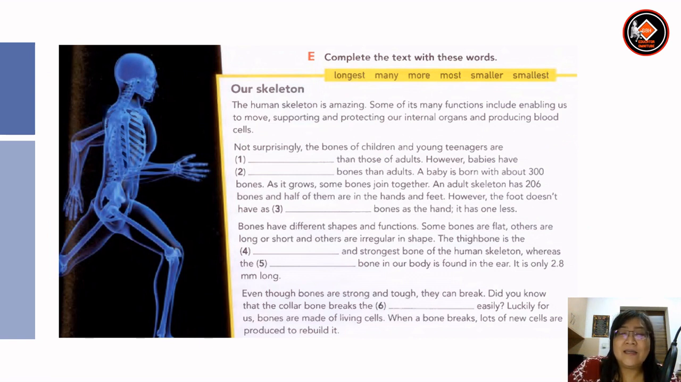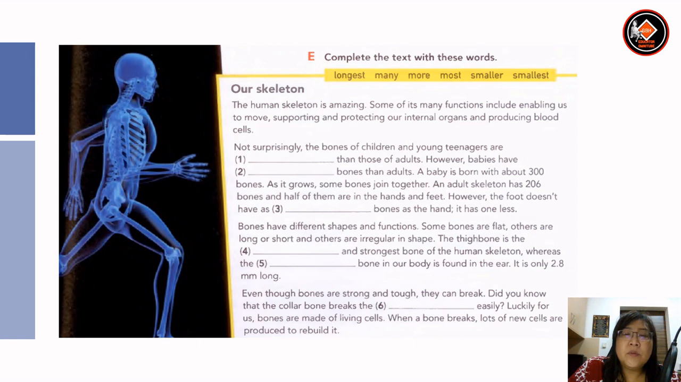Yes, students, now exercise E. Complete the text with these words. You have longest, many, more, most, smaller, and smallest. Let's look at the passage. Our skeleton. The human skeleton is amazing. Some of its many functions include enabling us to move, supporting and protecting our internal organs, and producing blood cells.